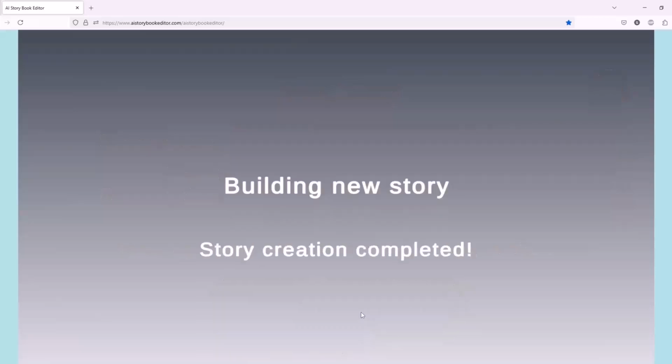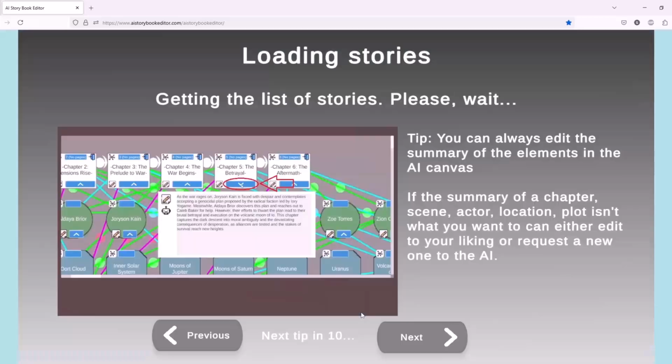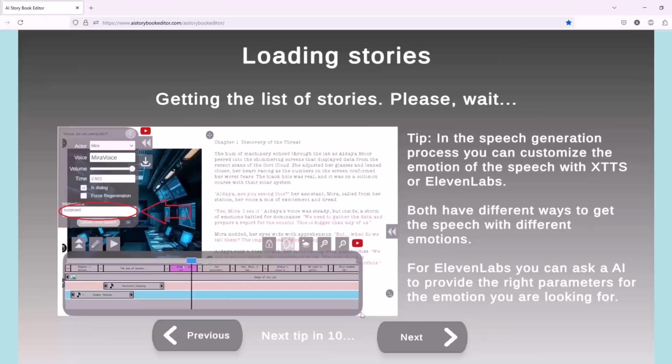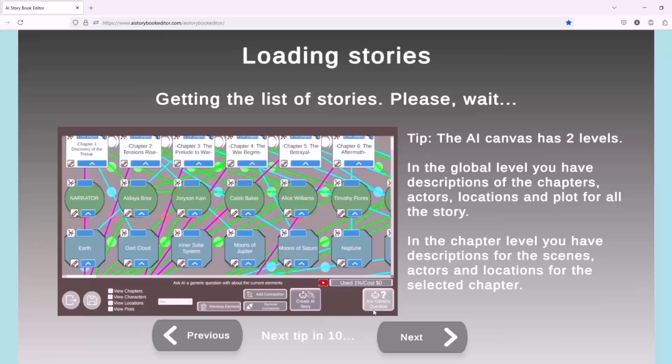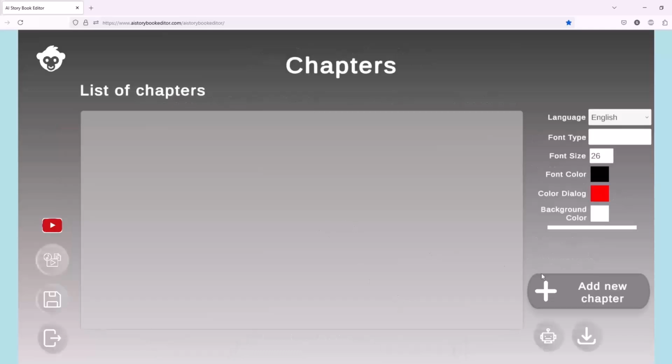So now we are creating a new session in the server, a new server that will deal with all AI related operations, both for text analysis and speech generation. We are working with XTTS. We are running the server locally, so the text to speech generation is not going to cost us anything.